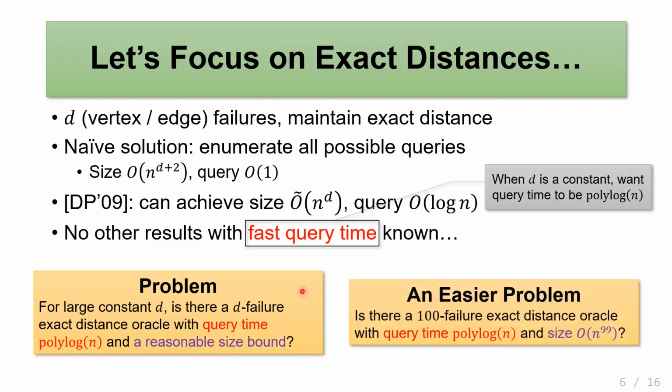Actually, even the answer to the following easier problem was unknown before our work. Let's say d is 100. Is there a d-failure exact distance oracle with polylog query time and size like n to 99, just slightly beating the n to d bound?